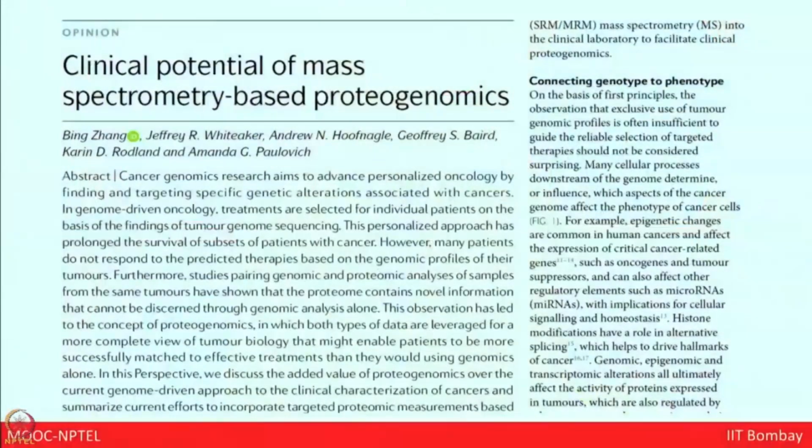So, a recent paper published by the Zhang group is on the clinical potential of mass spectrometry based proteogenomics. In this paper, he has talked about how the clinical potential of mass spectrometry based proteogenomics can be introduced. Personalized medicine with the help of genomics was not that successful due to a number of reasons.